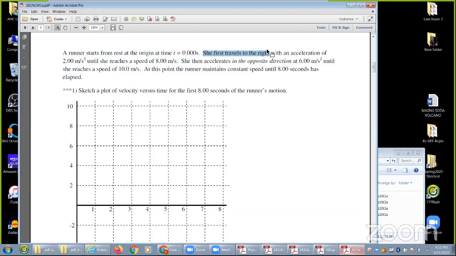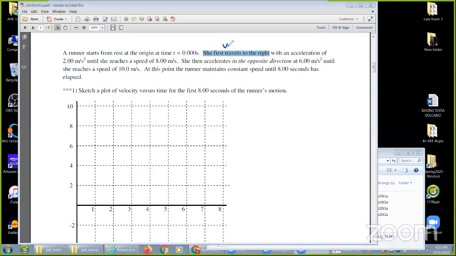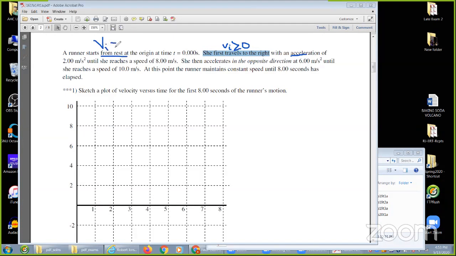She first travels to the right. That says V initial is greater than 0 with a greater than or equal to 0. It looks like she starts from rest. So this tells me V initial equals 0. And so she travels to the right with an acceleration. So this actually tells me, sorry, let me clear this out. That part tells me V initial is 0. This part says travels to the right. So that says A is greater than 0, implies positive slope of 2 until she hits 8.